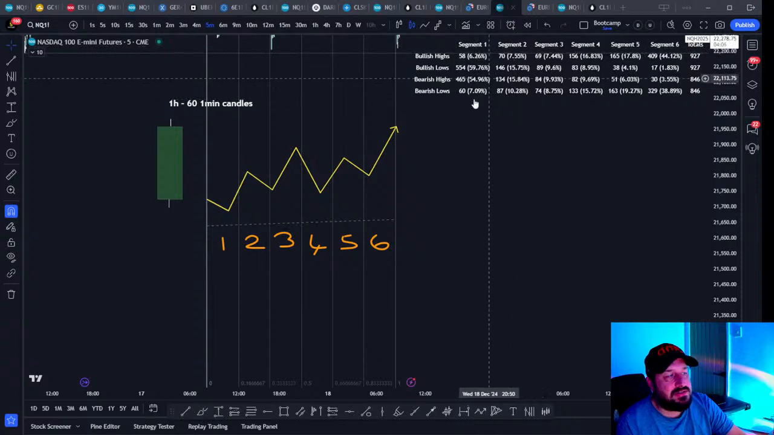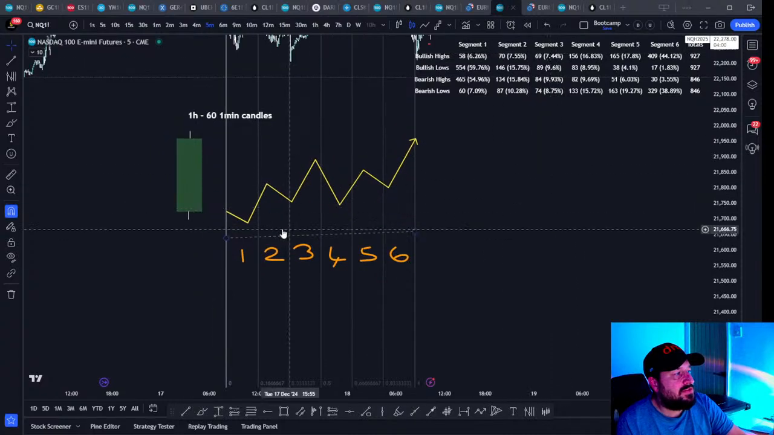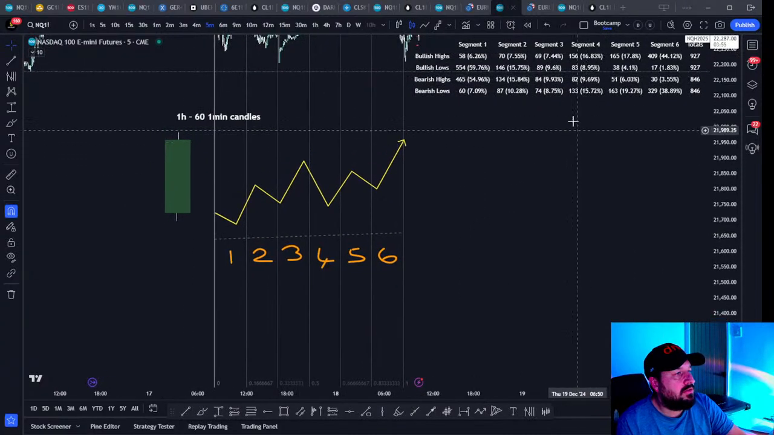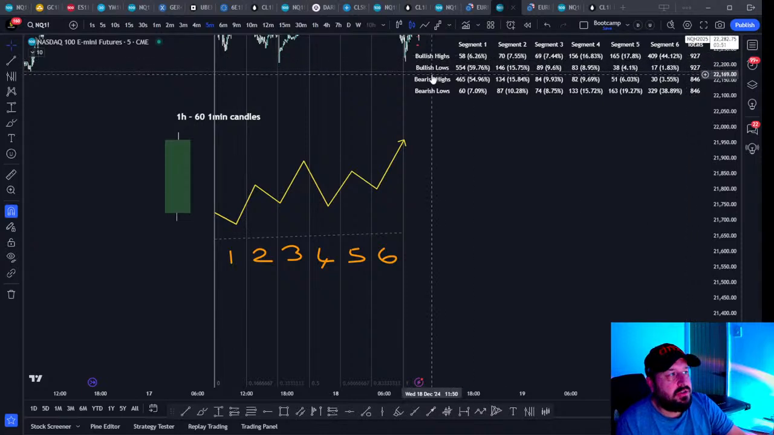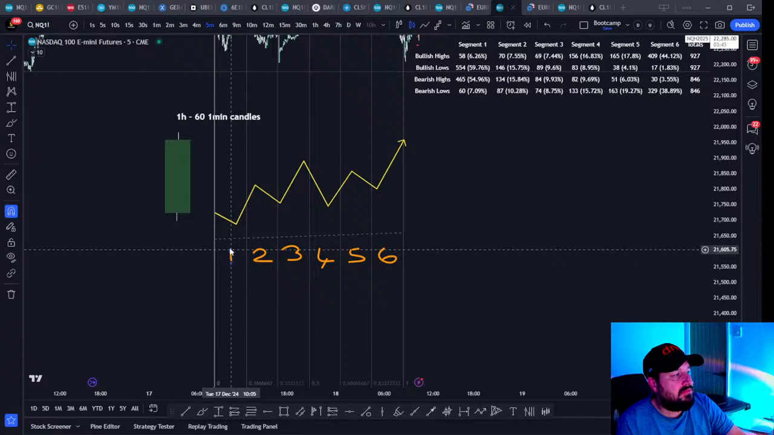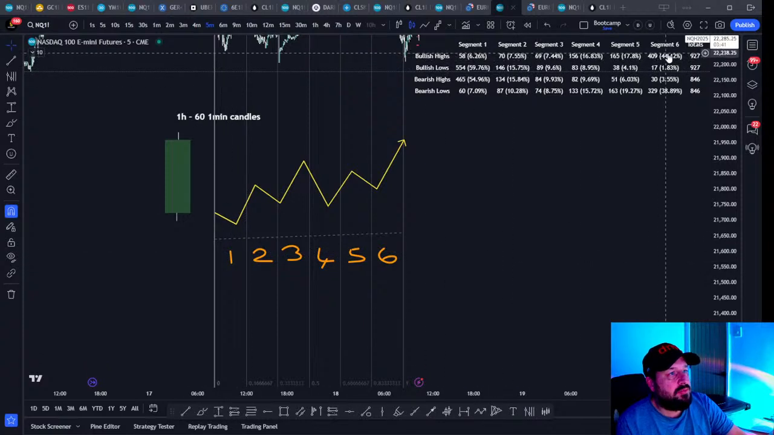First 10 minutes, segment 2, second 20 minutes, segment 3. And then what we've done is defined, all right, the last 927 bullish candles, where was the high, where was the low? And you can see there, the bullish lows were 59% of the time in segment 1, and the bullish highs were 44% of the time in segment 2.